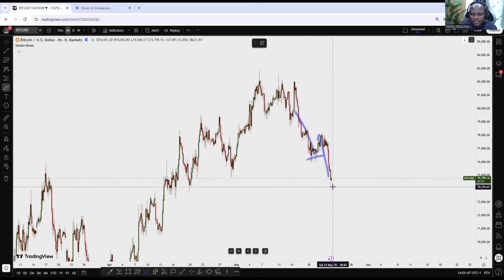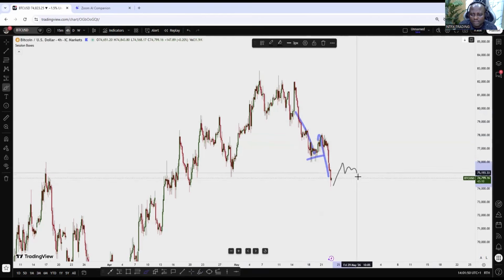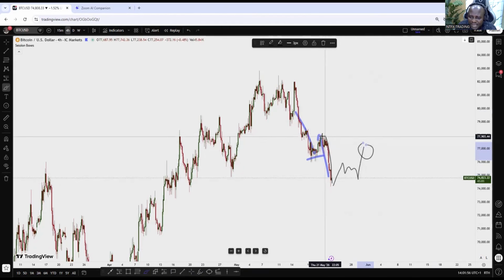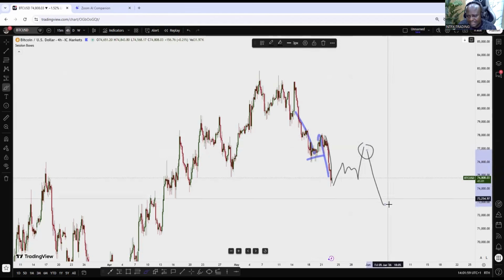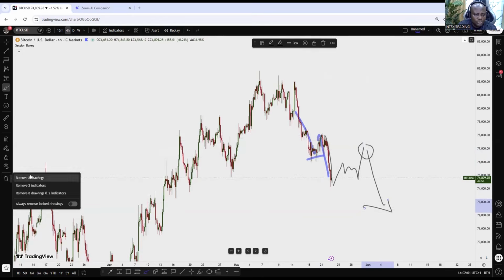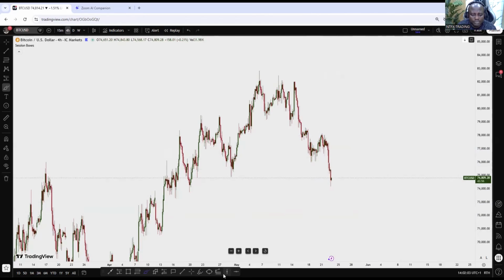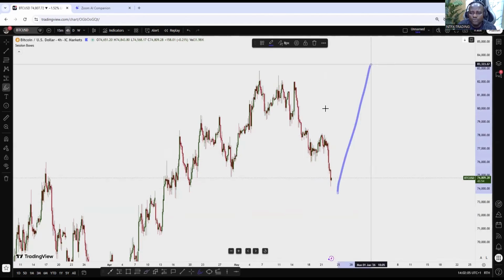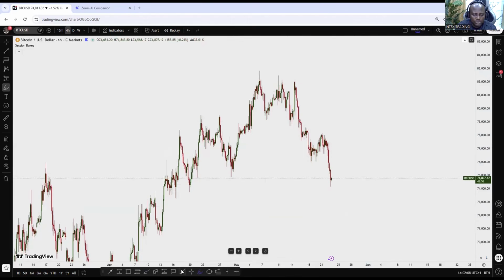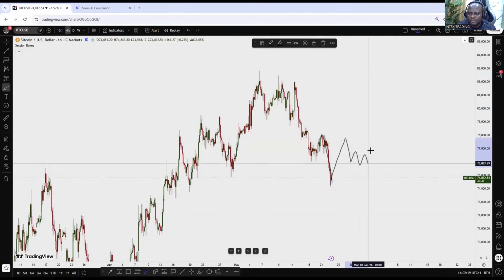So the next structure that will be created, if you create impulse, corrective structure, impulse, then this is a correction for this move to the downside. Then from here, repeat the same thing that I did here and take another sell to the downside. Okay, so if BTC will make another move to the upside, let me tell you what will happen. What will happen is simple. You are going to have an opposing impulse like this that will be almost equal to this push to the downside. So once you have it like that, then you have a corrective structure like this.